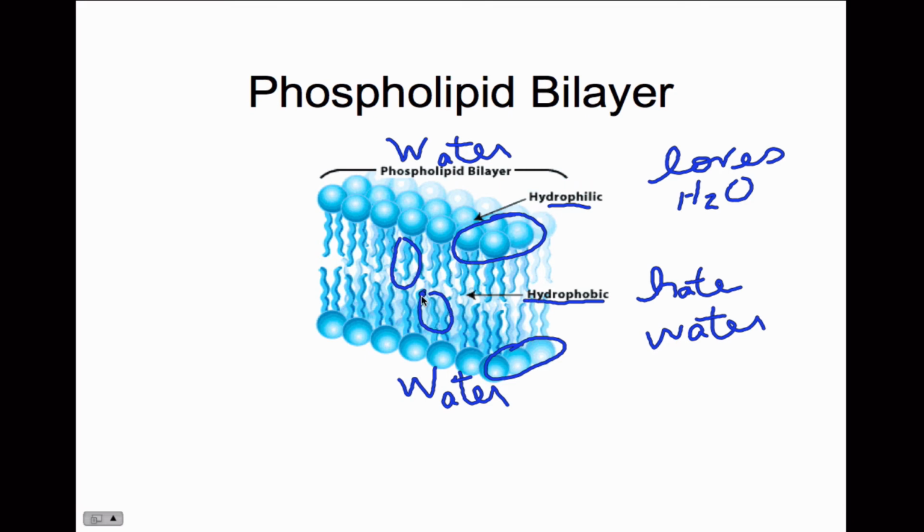Well, this is a good thing for the cell because they being in here and pointing towards each other means that they keep the water from just moving in and out of the cell as much as it wants to. If it wasn't for this hydrophobic barrier right here, this outside water would be in and this inside water would be out, and you really wouldn't have any definition to the cell. So the phospholipid bilayer keeps the structure of the cell, keeps the inside in and the outside out, which is really important to the cell.